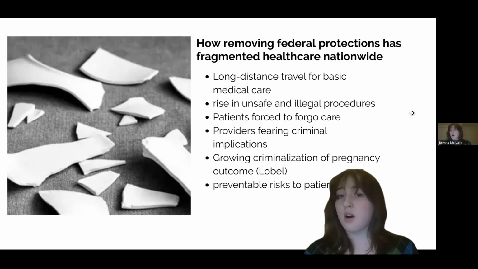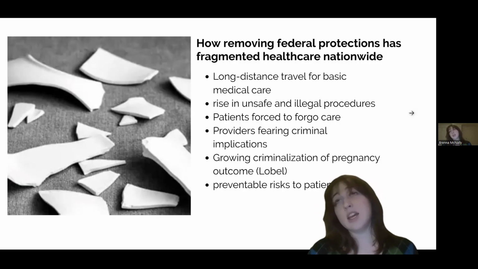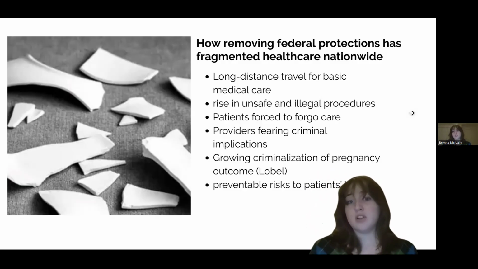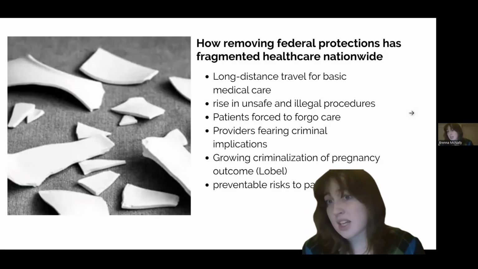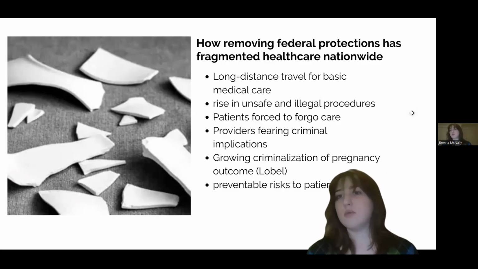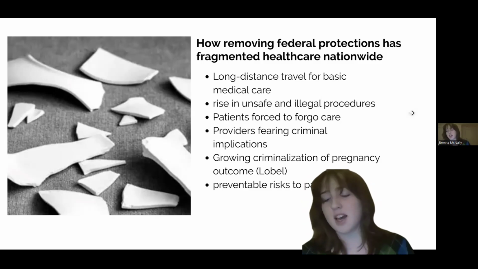So providers are now also fearing criminal implication, which is causing a decrease in care and delay in care for miscarriages. So there's also been a growth in criminalization of pregnancy outcomes. So even if you get a miscarriage, you go to the doctor to get any tissue that's still left over, you could be charged with getting an abortion, and these are very preventable risks to the patient's lives.